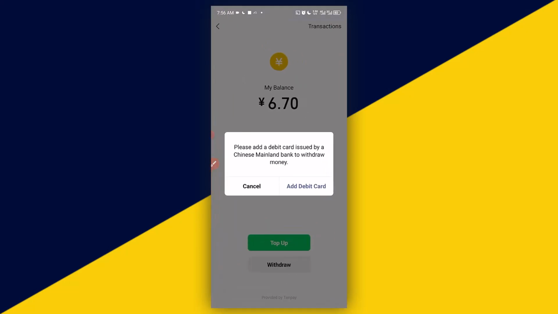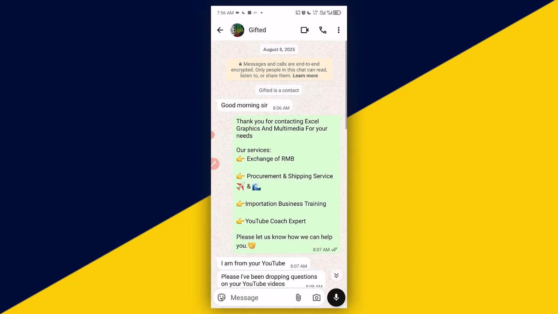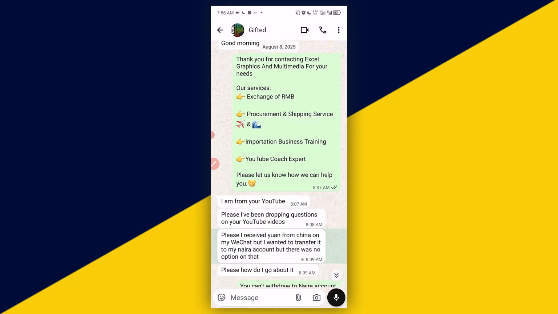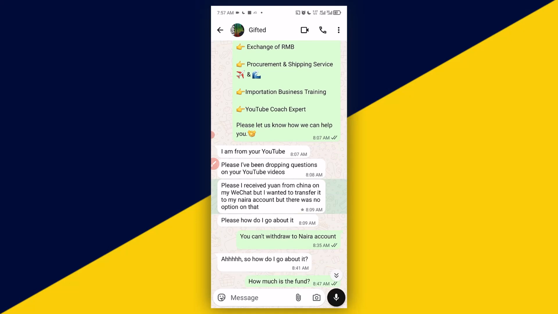So I'm going to exit from my WeChat right here, then open my WhatsApp. The message says, good morning, sir. I'm from your YouTube. I've been dropping questions on your YouTube videos. I have received yuan from China on my WeChat, but I wanted to transfer it to my Naira account, and there was no option for that. Please, how do I go about it? I said you can't withdraw to a Naira account. That was my response right here.